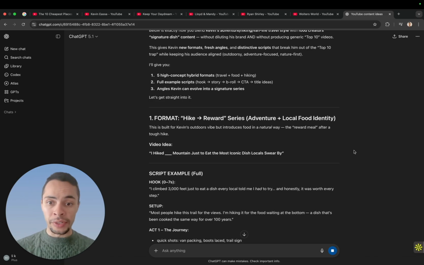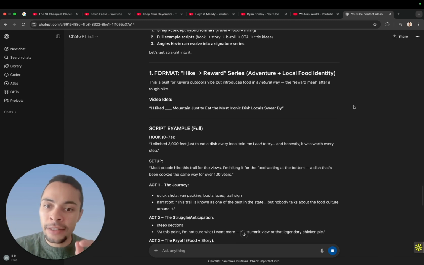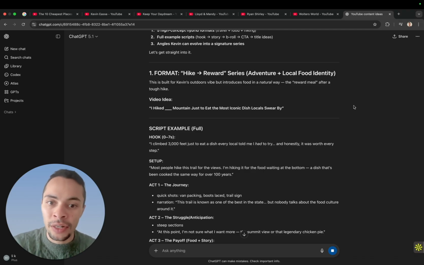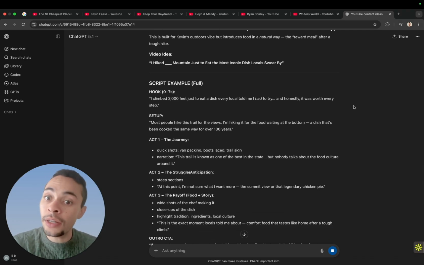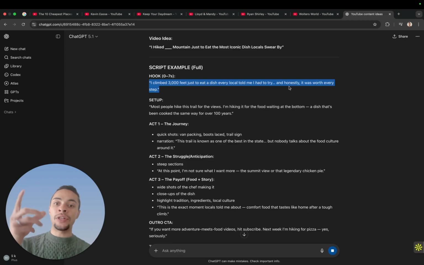Hike reward series. Interesting, but it introduces food in a natural way. The reward. Look at that. That's interesting. The reward meal after a tough hike. I hiked X mountain just to eat the most iconic dish locals swear by. Interesting. Okay, yes. I come to some food just to eat a dish. Now, this is the main thing, is the dish, right? So, yeah, he can do that.